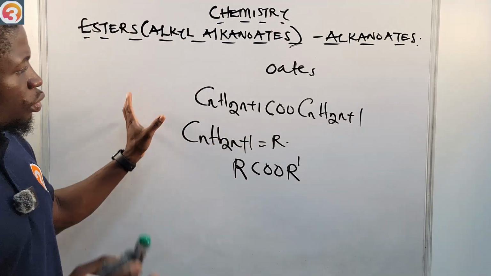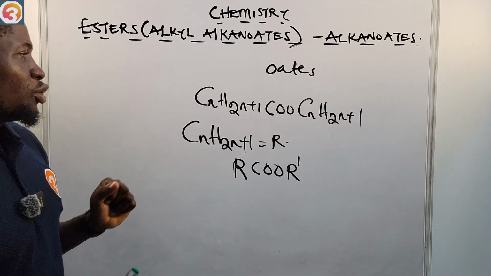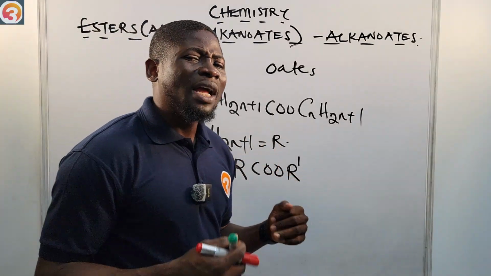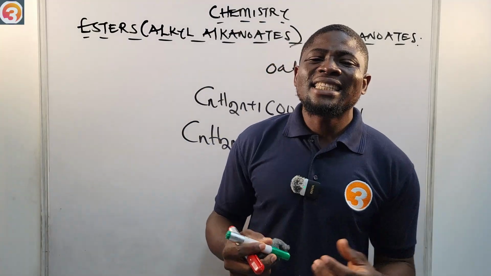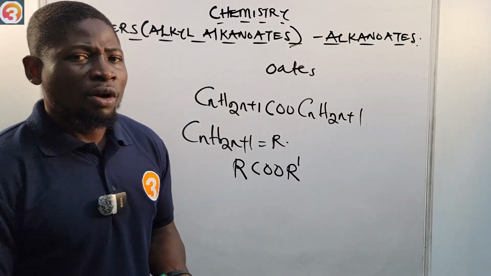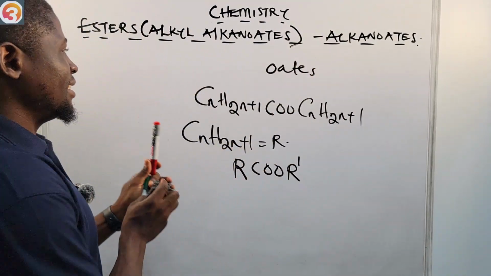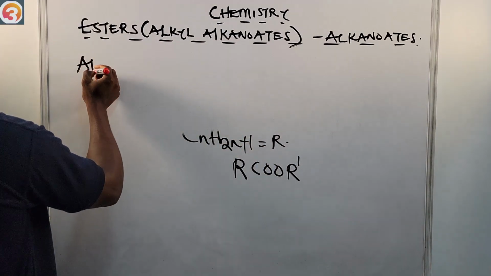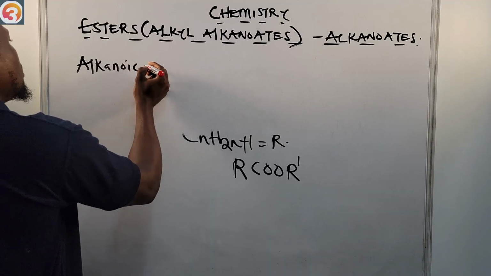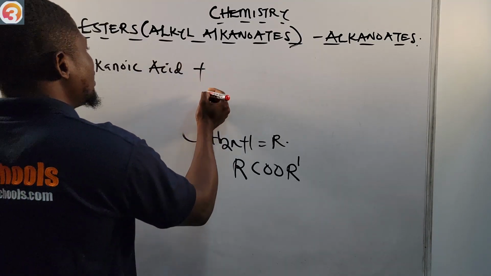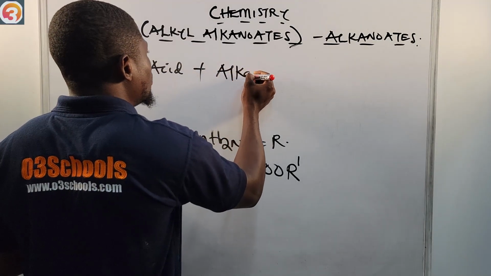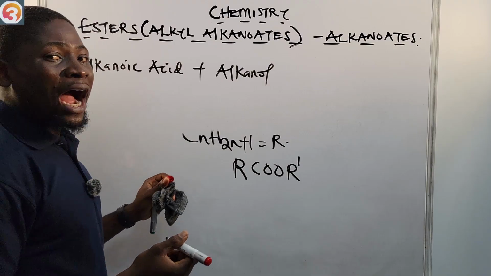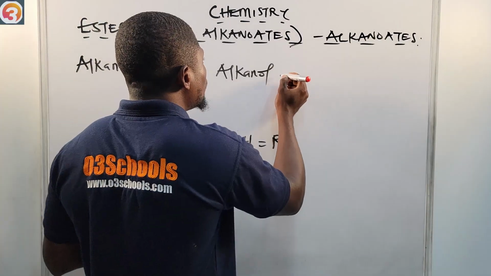So now we'll come back to this in a moment. Let us continue with this. So now, how are esters formed? Esters are formed by the reaction between an alkanoic acid and an alkanol, or alcohol, the one you call ogogoro, okay?